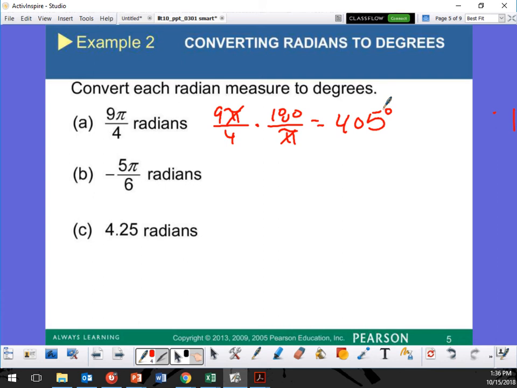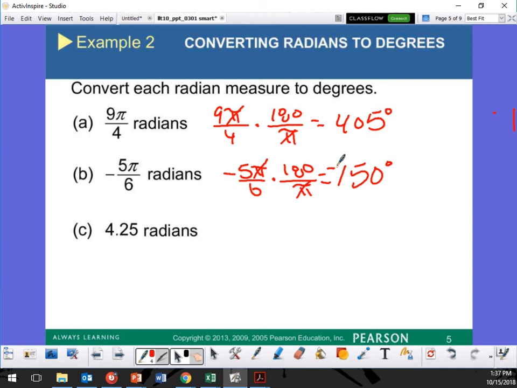Okay, same thing for the next one. I'm going to multiply by 180 over pi. What is it? It's going to be negative 150. Pi's cancel, over 6. That's negative 150 degrees.